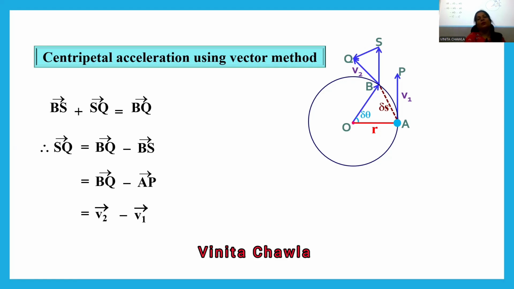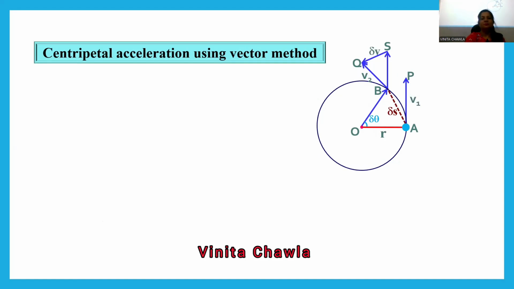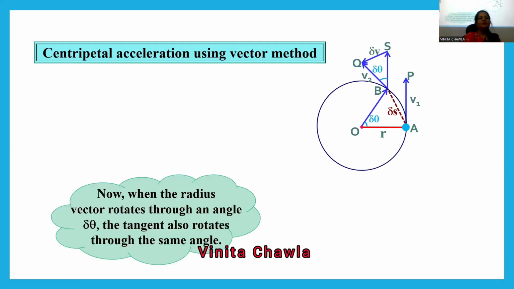BS and AP are equal; we have done this by construction. Okay? So the change in velocity in time del T is del V. So this is del V. Now when the radius vector rotates through an angle del theta, the tangent also rotates through the same angle. If the radius vector is rotating by angle del theta, then the tangent vector also rotates by the same angle. Look at this angle del theta, this angle.